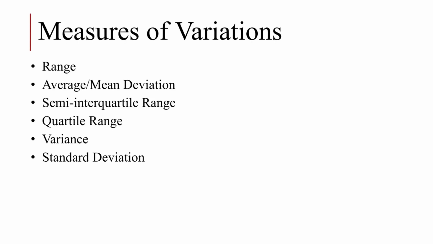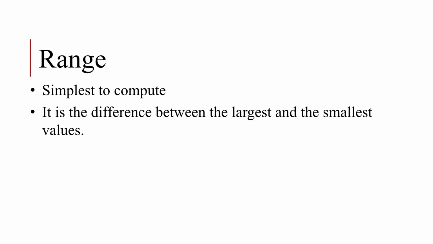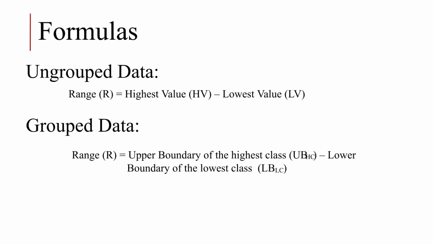These are the statistical tools under measures of variation: range, average or mean deviation, semi-interquartile range, quartile range, variance, and standard deviation. Let's start with range. Range is the simplest to compute. It is the difference between the largest and the smallest values.